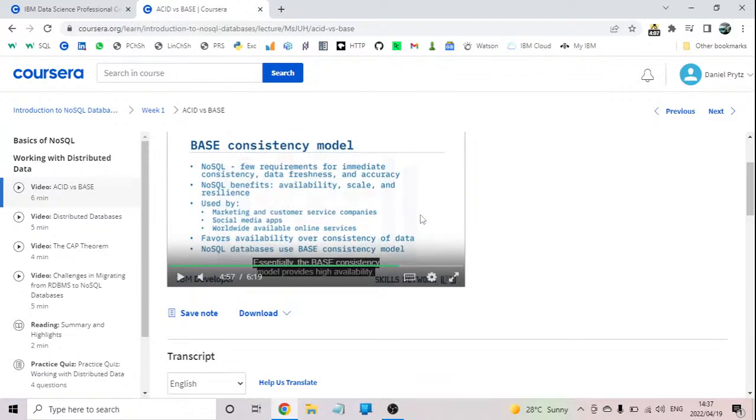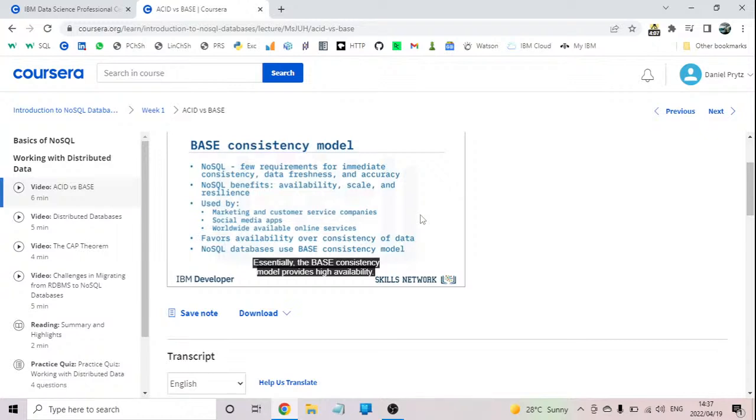Okay, so BASE model, NoSQL: few requirements for immediate consistency, data freshness, and accuracy. Used for NoSQL databases. No real requirements for consistency, accuracy, and data freshness. I don't know what data freshness means, so I'm not going to write it.